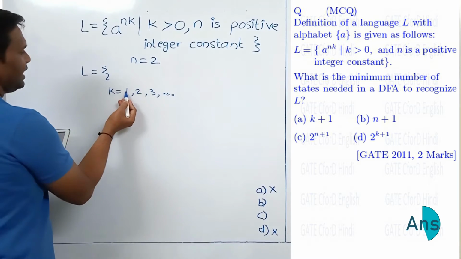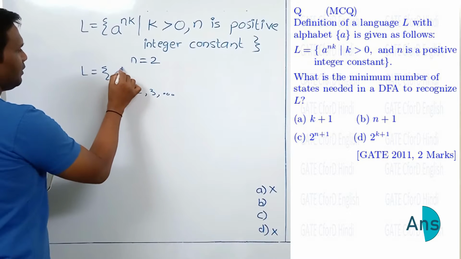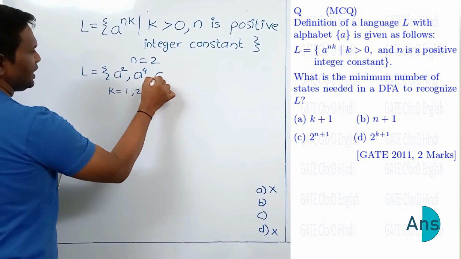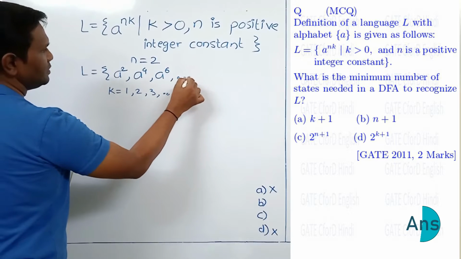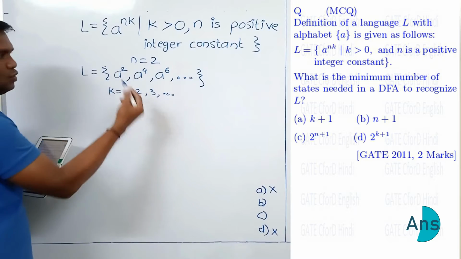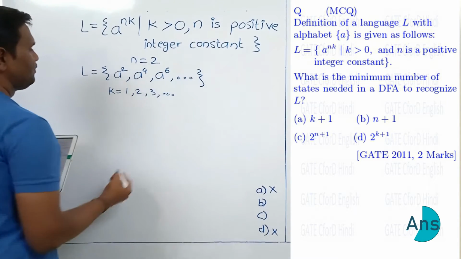k cannot be equal to 0, k is greater than 0. So if we consider k equal to 1 and n equal to 2, we get a power 2, a power 4, a power 6 and so on. So this is the language. For this language n is constant, n is equal to 2.